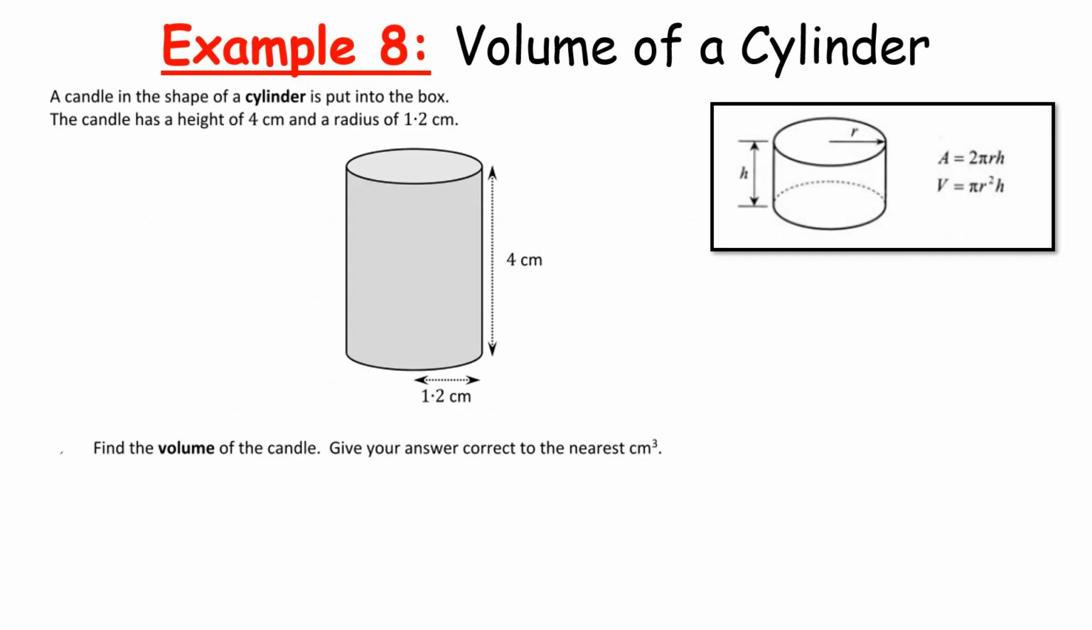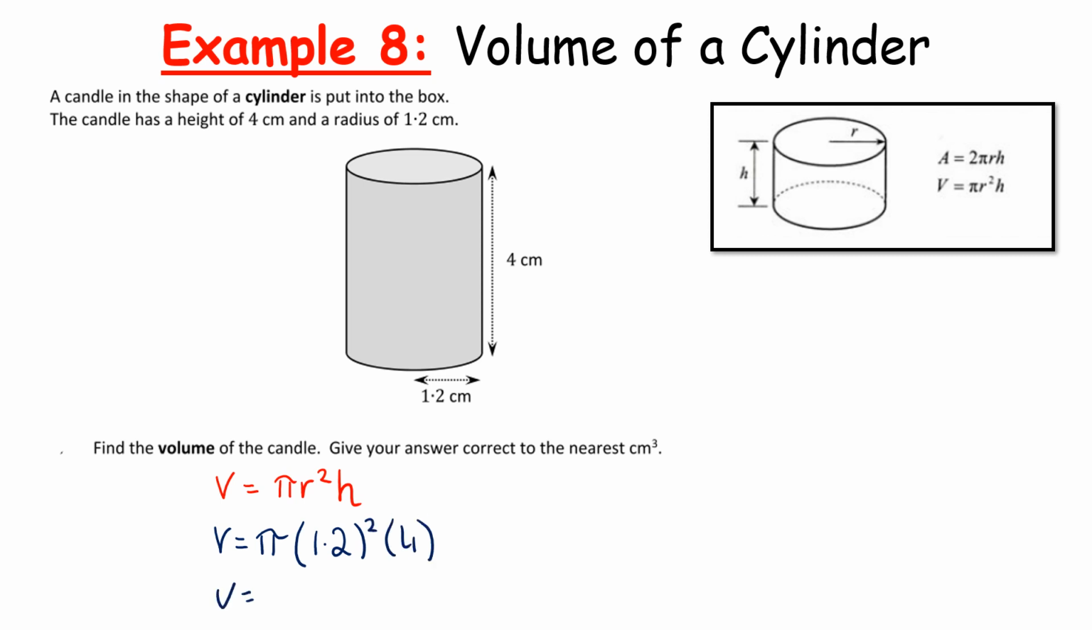So let's take an example of calculating the volume of a cylinder. A candle in the shape of a cylinder is put into a box. The candle has a height of 4 and a radius of 1.2. Find the volume of the candle correct to the nearest centimeter cubed. So when we deal with volume, we're talking about centimeters cubed. So our volume formula is pi r squared h. They didn't tell us what to use for pi, which means we're using the pi button on our calculator. r is 1.2 squared, and our height is 4.